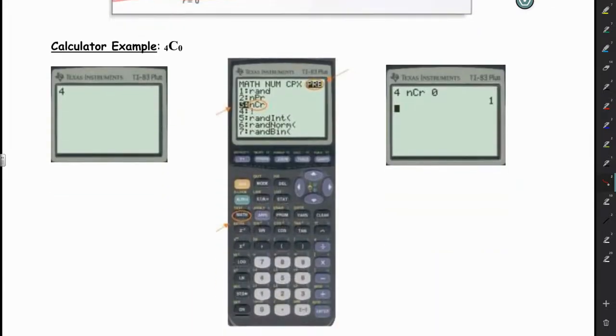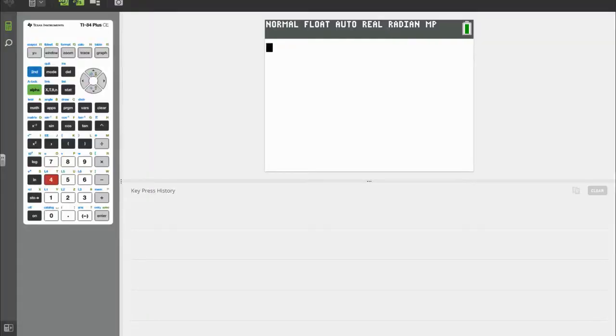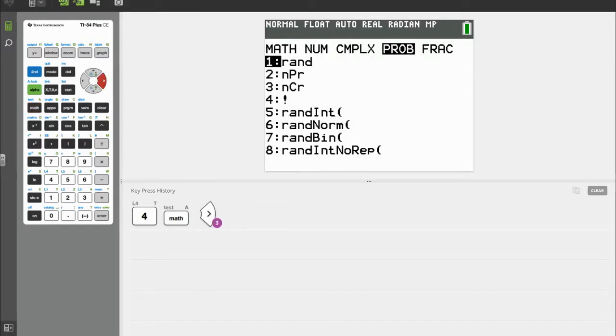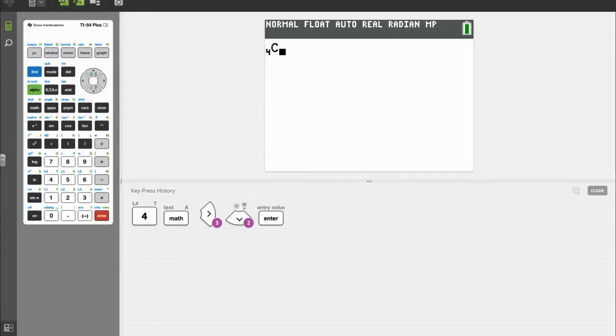Before we start, we have to make sure that you know how to put combinations in your calculator. So this is demonstrated in these pictures here, but I'm going to go to the calculator now. And for example, we're going to do 4 combination 0. So you're going to press the number 4, you're going to go to math, and you're going to go over to probability. And you'll see that number 3 is NCR. That's the one we want to choose. And we're going to do 4 combination 0. Okay, so we need to know that.